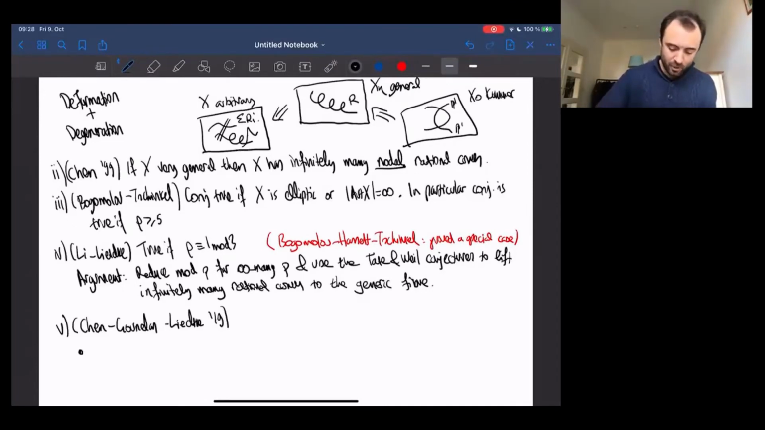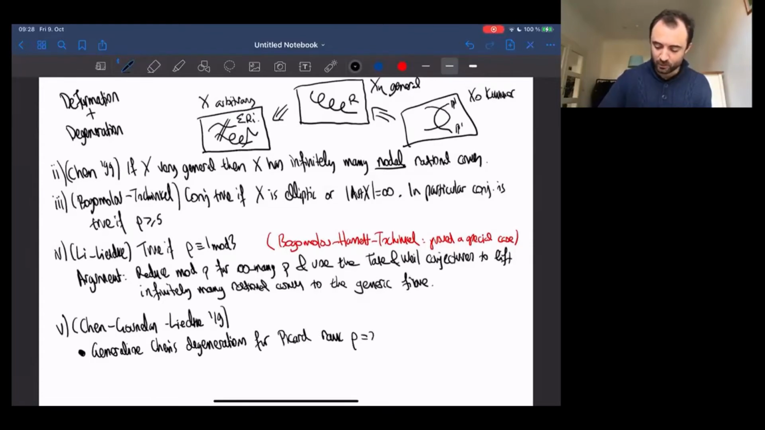Okay, so the first thing is to generalize Chen's degenerations for Picard rank rho equal to 2.